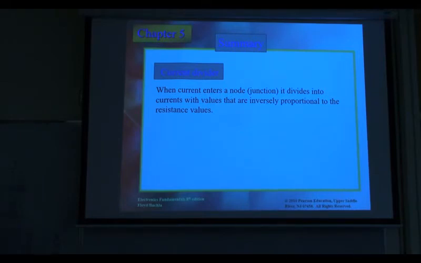Now can you generalize? If we have 3, R3, how do we calculate this current? We just add G3 here, so the total in the denominator is G1 plus G2 plus G3. If we have 4, R4, then again we calculate G4, and we have G4 here.